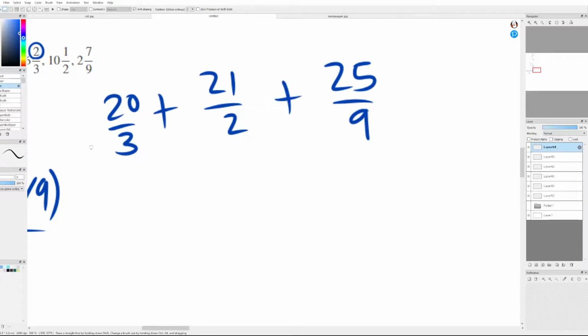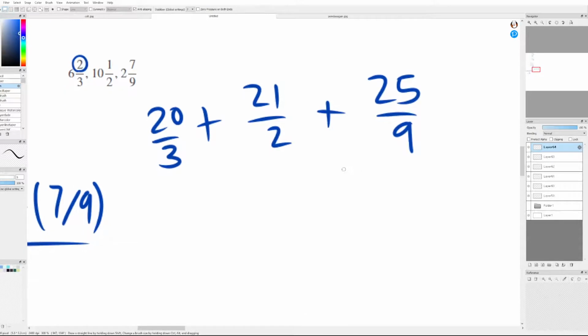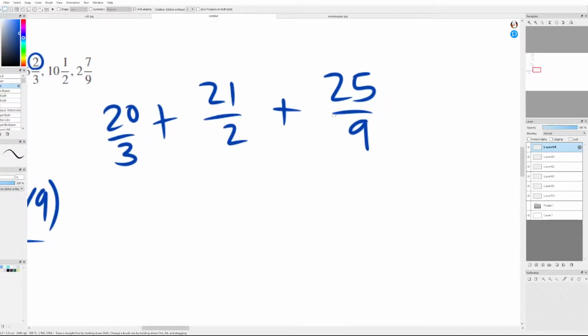But we can't just do that yet. We have to make the denominators equal to each other. So we want to find the lowest common denominator. One of the ways that I like to do this, it works for 2 and above, though it doesn't always work, is as a jumping off point to do 9 times 2, and that will give you 18.